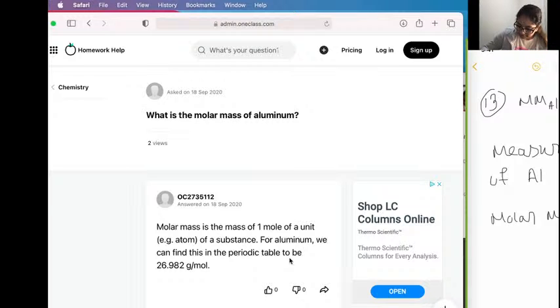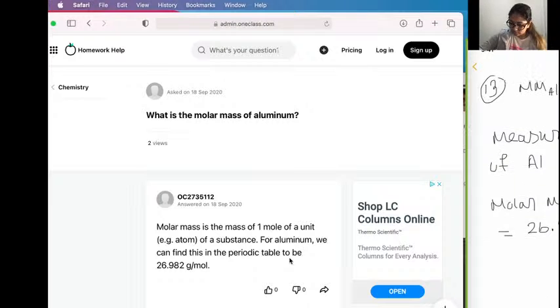So the molar mass of aluminum is 26.982 grams per mole. We get this from the periodic table. And so this is the molar mass of 1 aluminum, so this is just 1 mole, 1 unit mole.